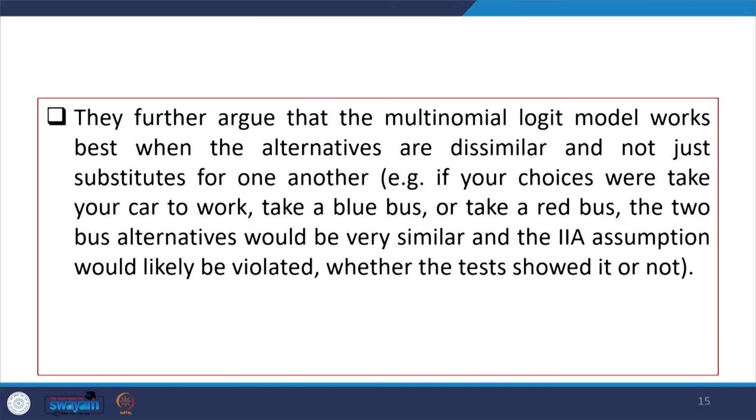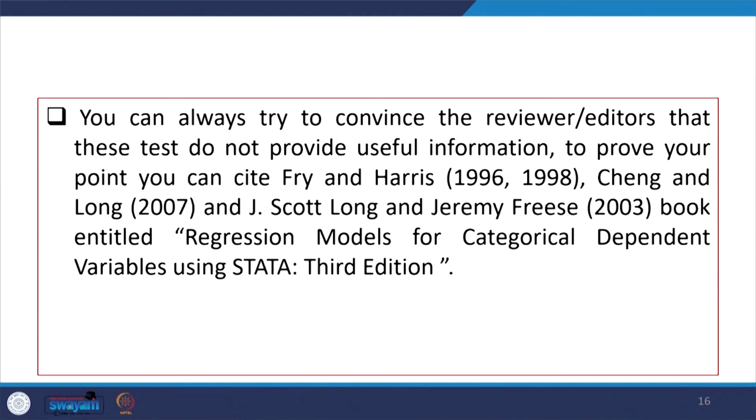They further argue that the multinomial logit model works best when the alternatives are dissimilar and not just substitutes for one another. For example, if your choices are take your car to work, take a blue bus, or take a red bus, the two bus alternatives would be very similar, and the IIA assumption would likely be violated whether the test showed it or not. So, these are details.